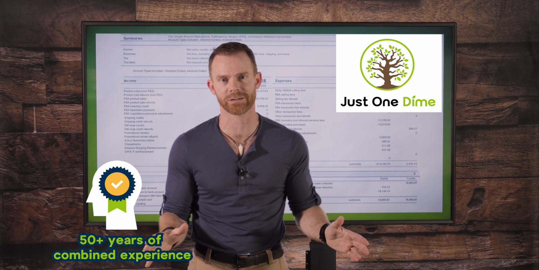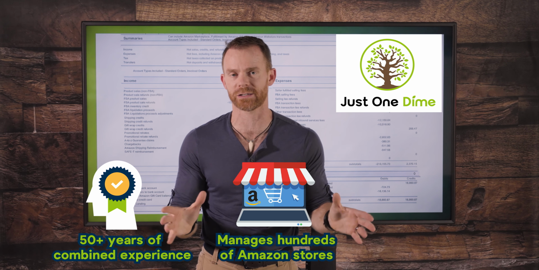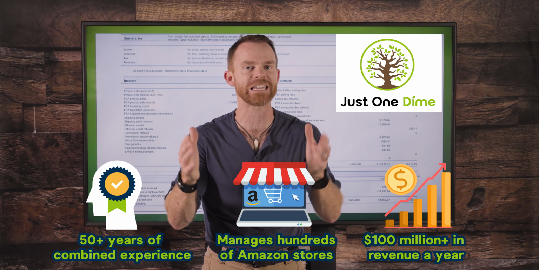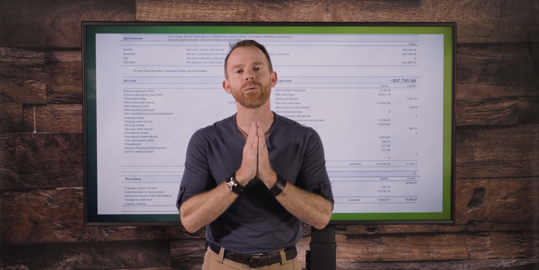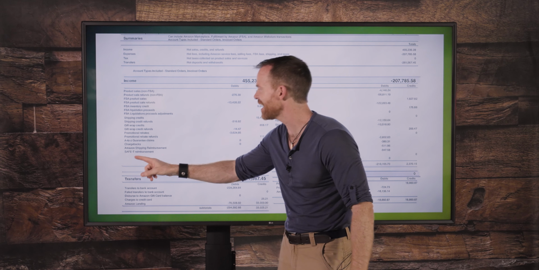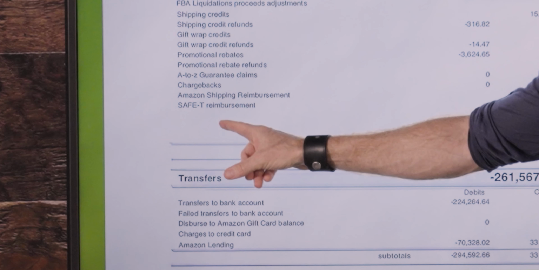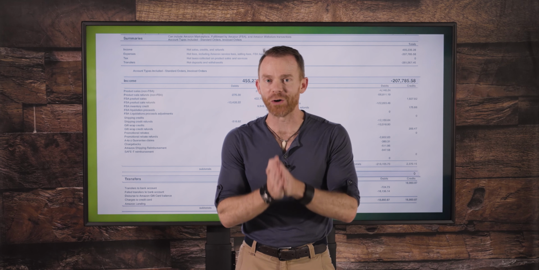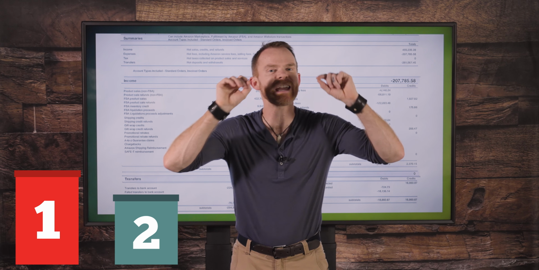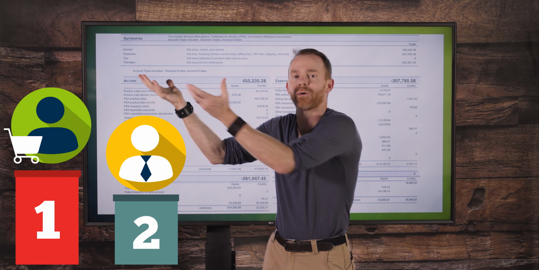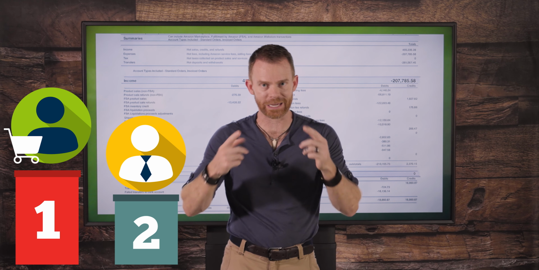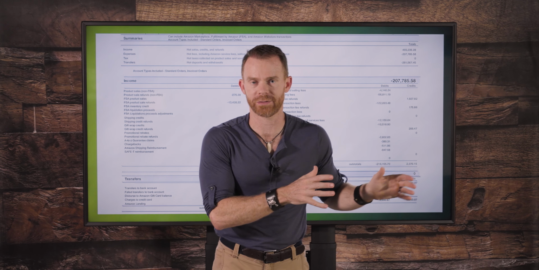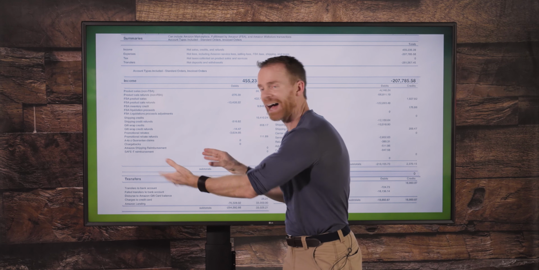Now, I just want to tell you something from years and years of doing this, and the fact that we manage hundreds of stores, over 100 million a year in revenue. It is not worth your time to spend a single moment on SAFE-T reimbursement, because almost every single time, Amazon will vote in favor of the customer. That's why Amazon does so well. They always put the customer on a pedestal, even over the third-party seller like you and me. Frustrating, but they'll do it. So don't waste time on it.